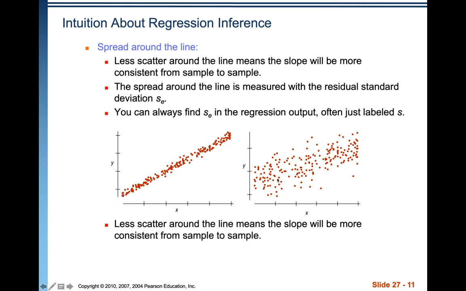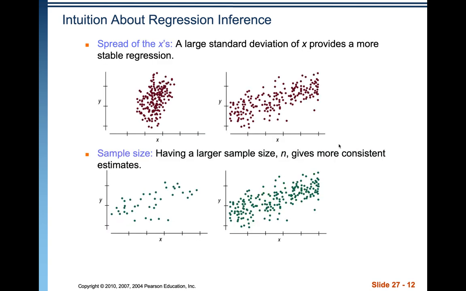Here we have more scatter, so we could end up with samples that have vastly different slopes. So we want to check that. We want to know what the scatter is around the line, and we find that from s. Formally, you can say it is the standard deviation of the residuals. You need to be able to interpret se, and a lot of times people struggle with it, so make sure you pay attention to doing that.